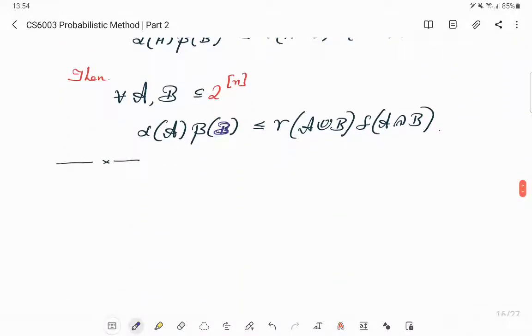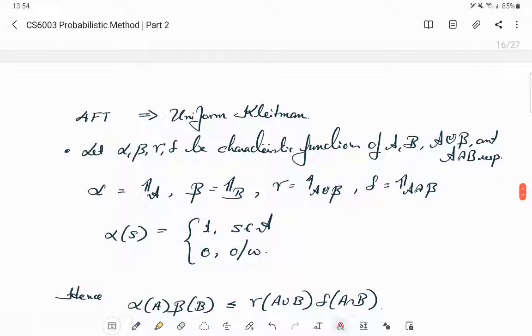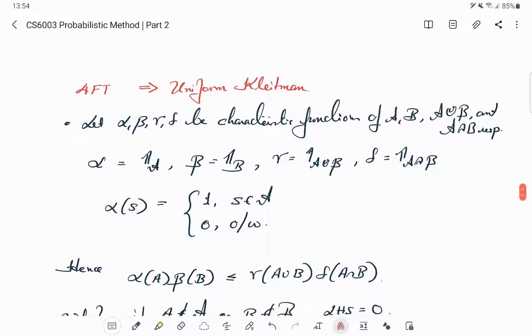Now before proving this theorem, our agenda is to show that this 4 functions theorem implies the non-uniform Kleitman also, but I'm planning to leave that as an exercise. The part I'll do in the lecture is to show that the uniform Kleitman follows from the 4 functions theorem. So how do I do that? Now this 4 functions theorem, I can pick any 4 functions subject to some constraints. So I am going to pick alpha, beta, gamma and delta to be characteristic functions of these 4 families: script A, script B, the pairwise union and their pairwise intersection.